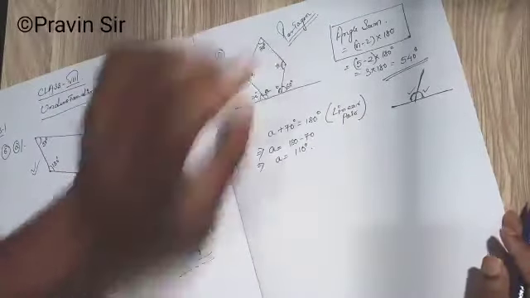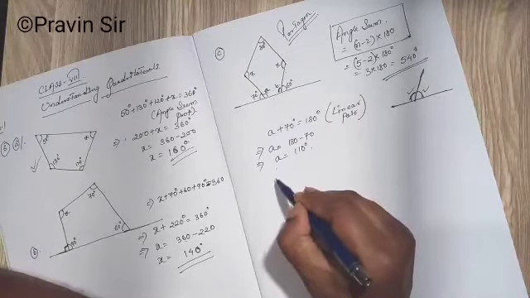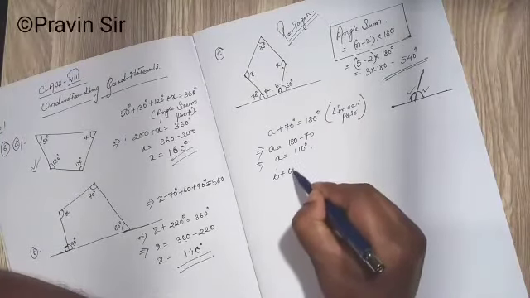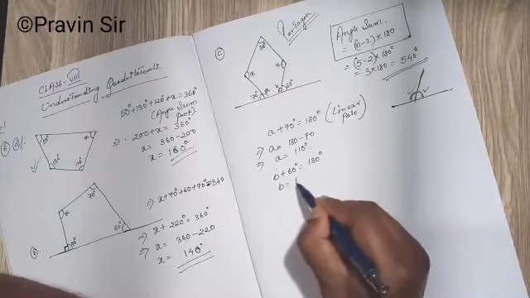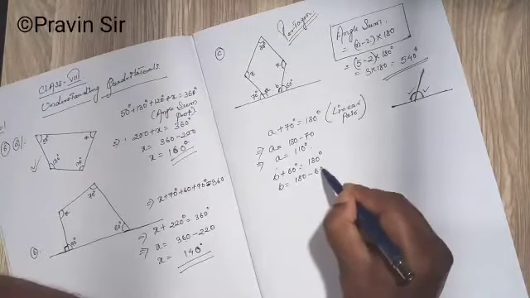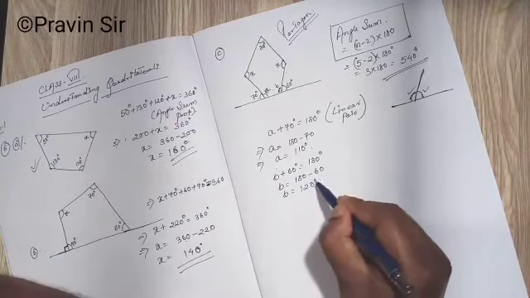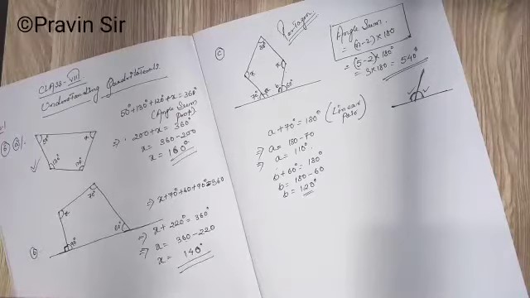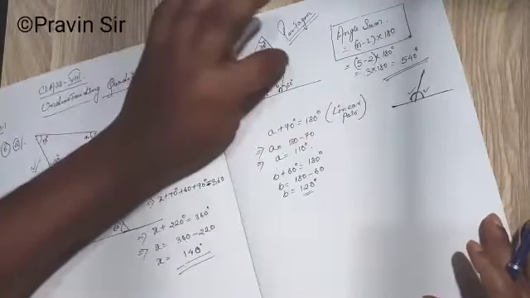Similarly, you find the value of B. B plus 60 degrees is equal to 180 degrees. So B is equal to 180 degrees minus 60 degrees, so B is equal to 120 degrees. So B also we got. Correct? Clear? A we got, B we got, and x.